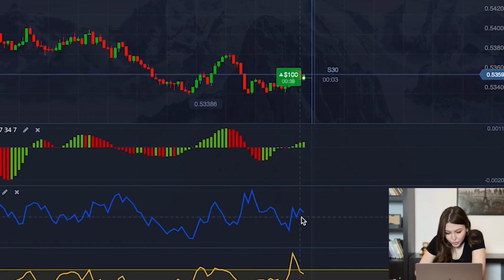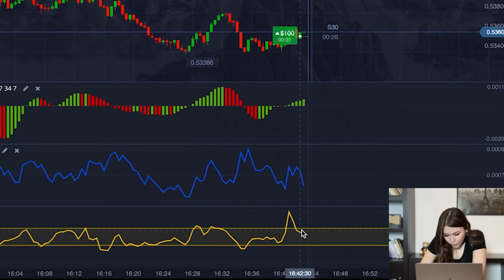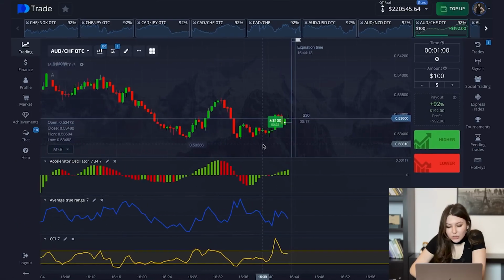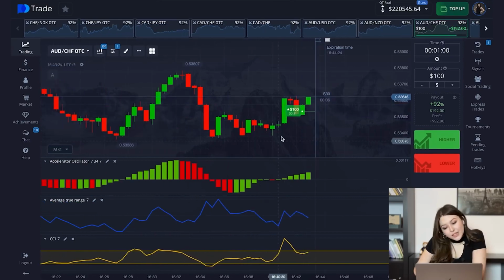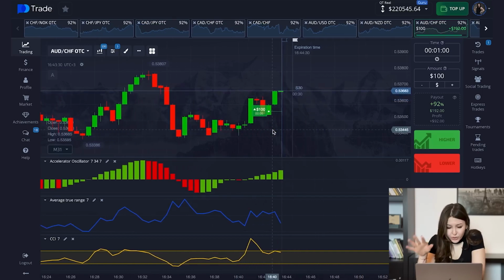Also on the average true range we have this tail that is showing us that we can go higher, and also on SSY we are near the highest line, the main line, and our tail is going upwards. And now let's look at the candles and what's happening right here. As we can see, this tail on the candles is showing us that we try to go downwards, but guys, it's not working for us today.